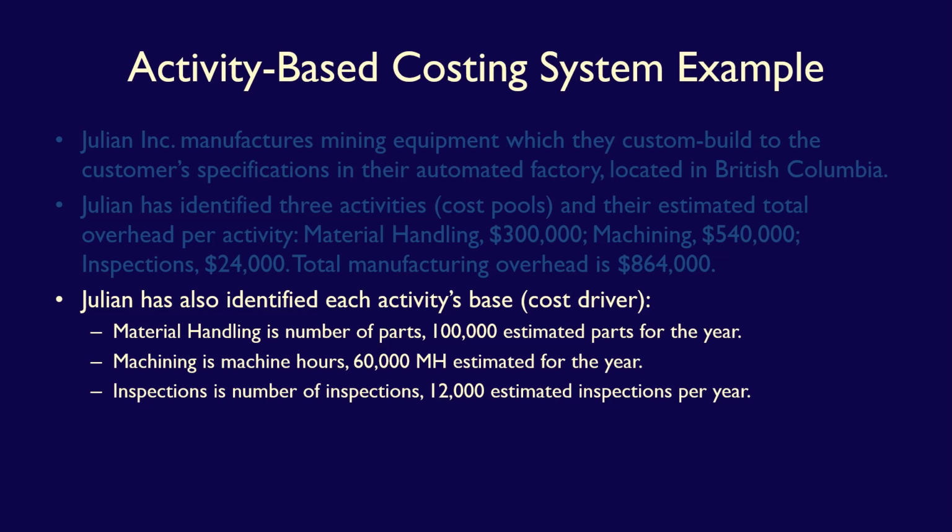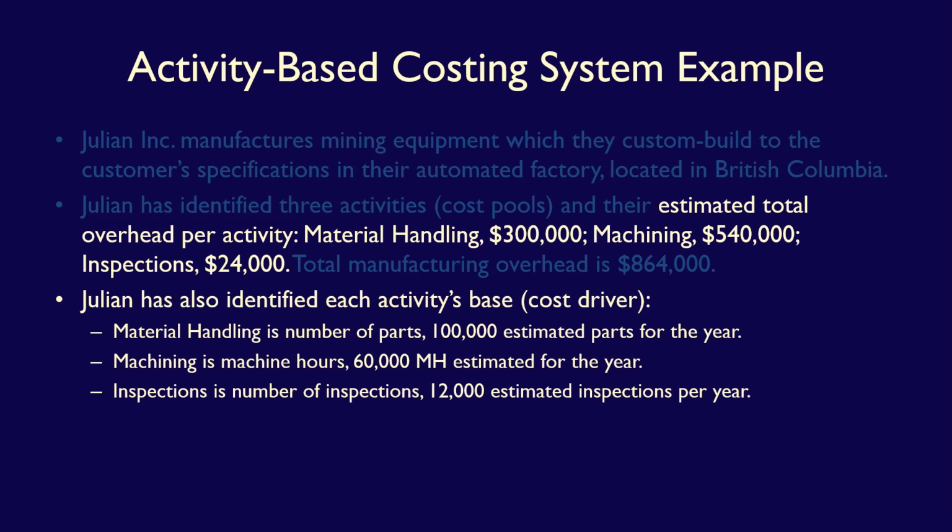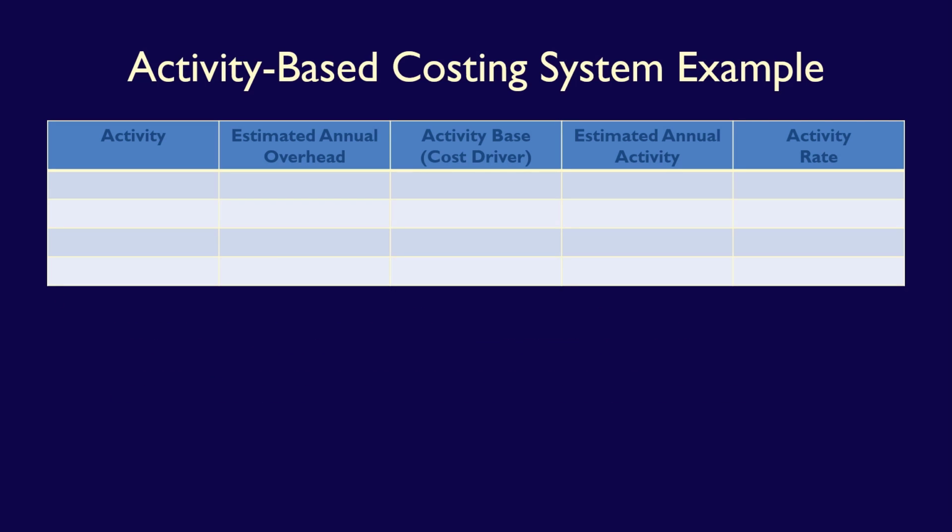Now that we have each activity's base, we can move on to step 4, which is to calculate each activity's application rate. We do this by dividing the total estimated overhead cost for each activity by each activity's base or cost driver. We have the estimated overhead cost per activity and each activity's cost base here. So we'll create a chart to calculate the predetermined overhead rate for each activity. The chart has 5 columns: the name of the activity, the estimated annual overhead costs, the activity base or cost driver, the estimated annual activity, and the activity rate, which is what we're calculating.